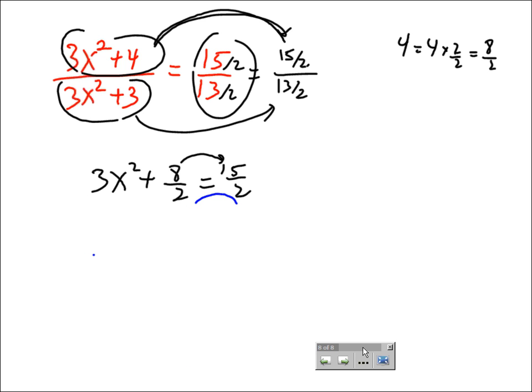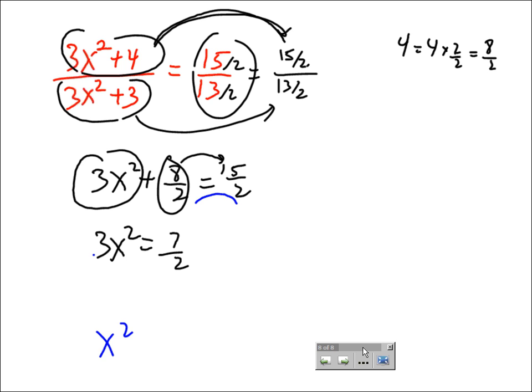You should know that 7 plus 8 is 15. So this should be 7 halves, because when you add 8 halves, you get 15 halves. So 3x squared is 7 halves. To solve for x squared, it's very, very friendly to divide by 3.